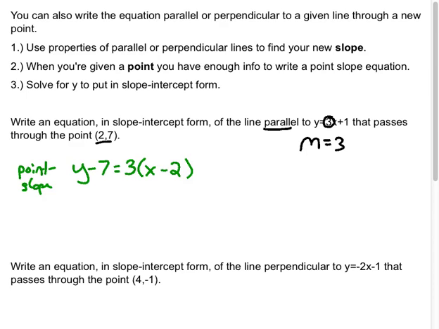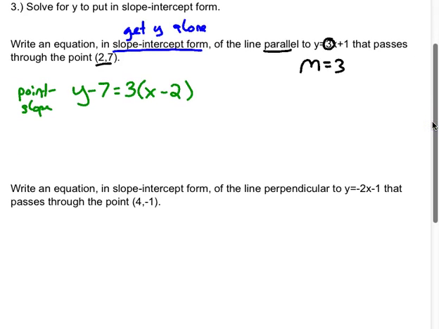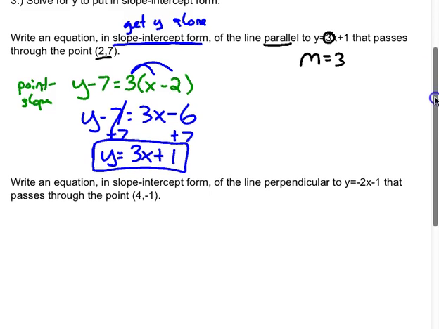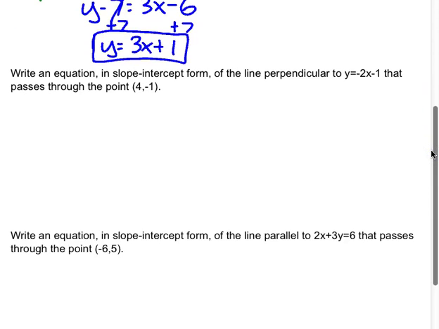But now what it actually wants is slope-intercept form. Okay, so remember slope-intercept form means get y alone. So now that I have my equation, now I manipulate it to be in the form that I need. So I'm going to distribute that 3, and I'm going to add the 7. And there's my line. So that's kind of the process that we need to do for all of these.